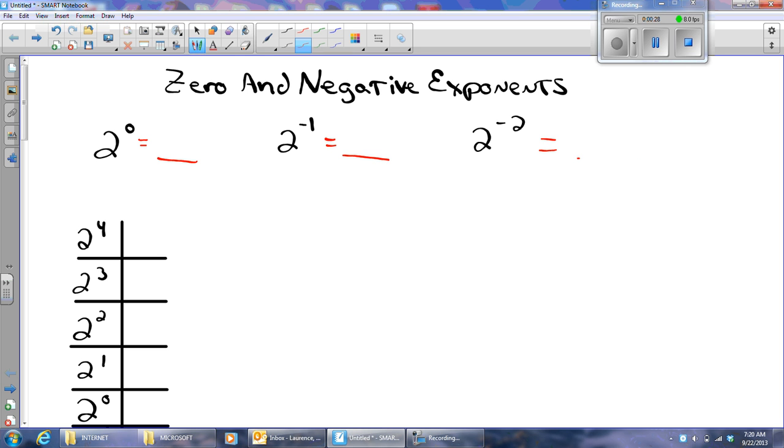Now, I'll tell you right off the bat, if you think that these two are negatives, they are not negatives. The exponents are negatives, but the numbers themselves, once you evaluate them, are not negatives. Remember, exponents are different than just plain old multiplication. This is not 2 times negative 1. It's 2 to the negative first power. So you're probably wondering, well, what could it be then?